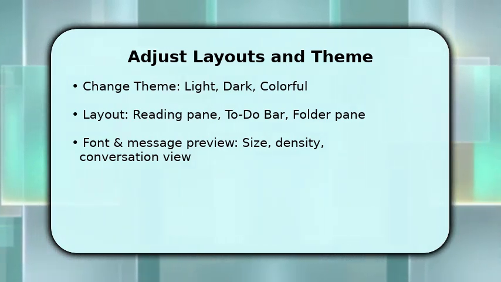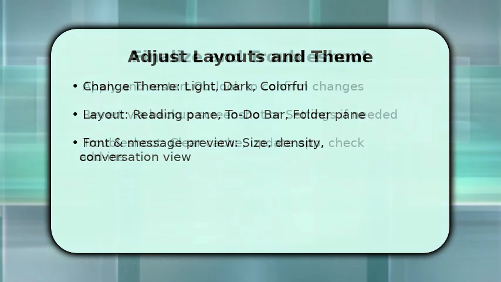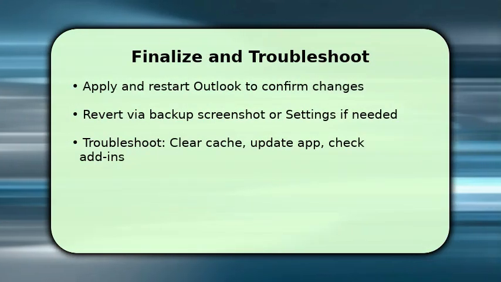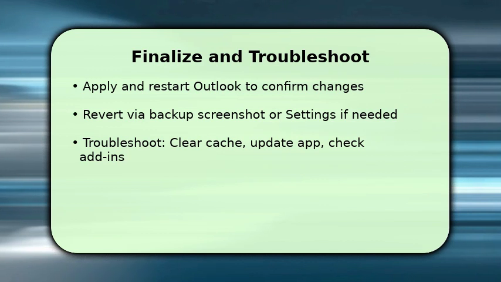You're close. Apply changes and restart Outlook to ensure all settings take effect. Once restarted, scan several inbox items to confirm fonts, theme, and panes behave as expected. If something looks off, revert using your backup screenshot or reset specific settings in View or General.